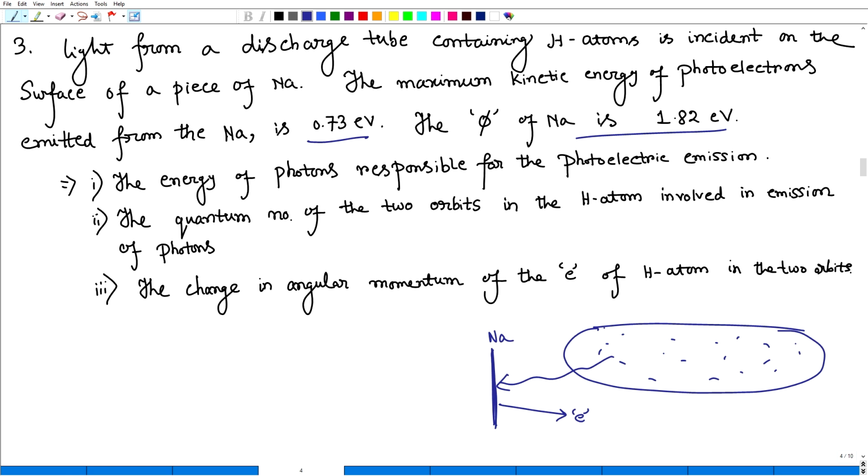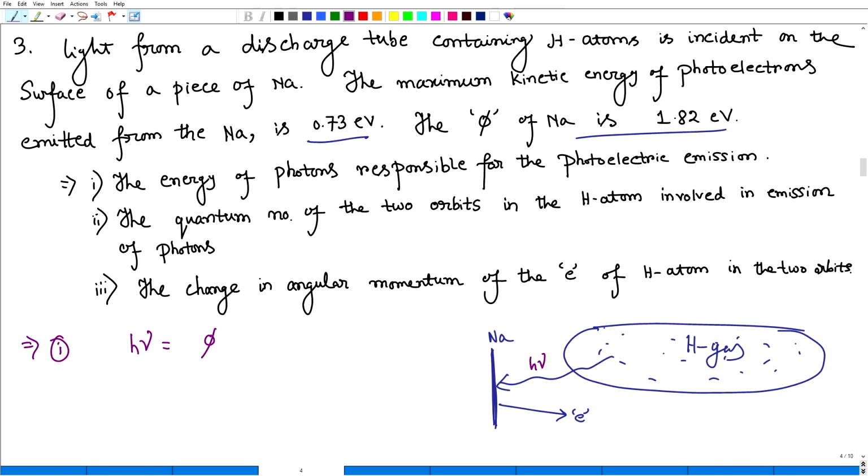Now they have asked the 3 questions. The first question is, the energy of photons responsible for the photoelectric emission. What is the energy of the photon? This is the photon which is responsible for the emission. So h nu is given, so we know from our photoelectric effect chapter that h nu is given to the electrons of the sodium metal, and first it is providing the work function phi to the electron, and the rest of the energy is converted to the kinetic energy of that electron. So, that is the maximum kinetic energy.